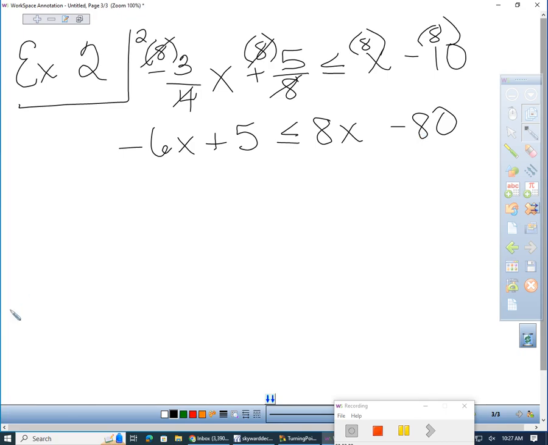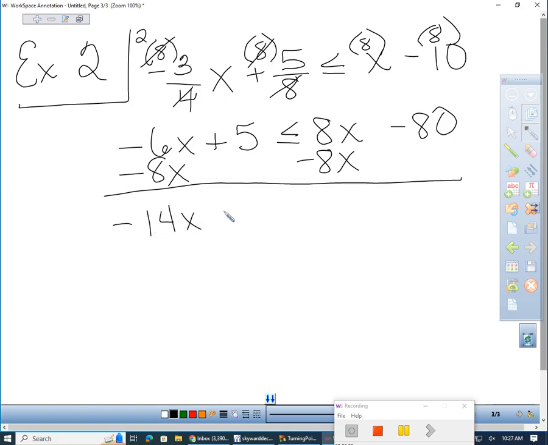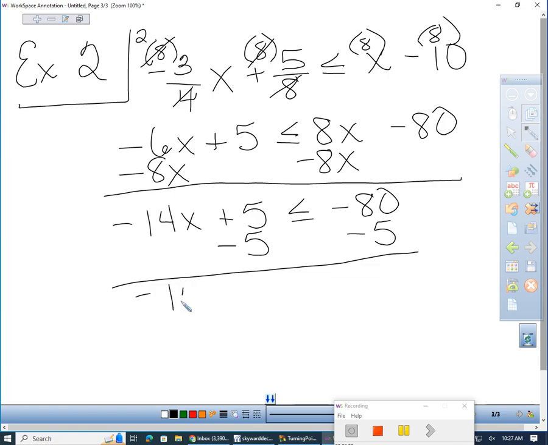No. Okay, now I move my variable term to the left. So I'm going to subtract 8x. Subtract 8x. I need to have that term on the left. So I have negative 14x plus 5 is less than or equal to negative 80. Now I need to move the number to the right. So I'm going to subtract 5 from both sides. So I have negative 14x is less than or equal to negative 85. Whoops.